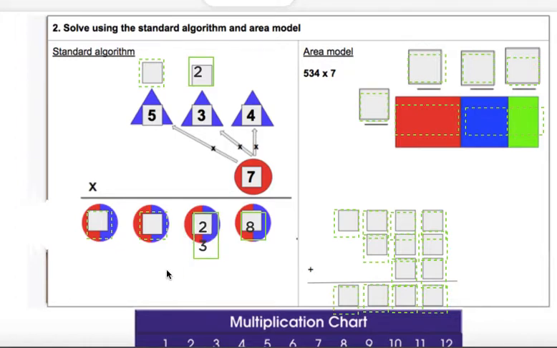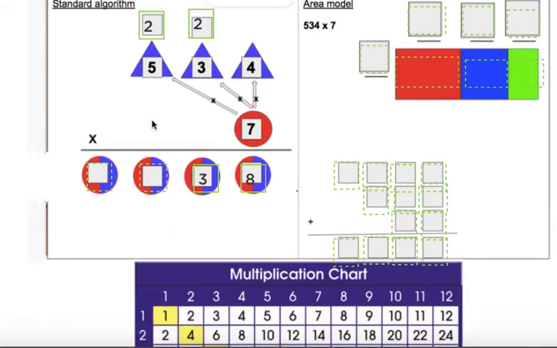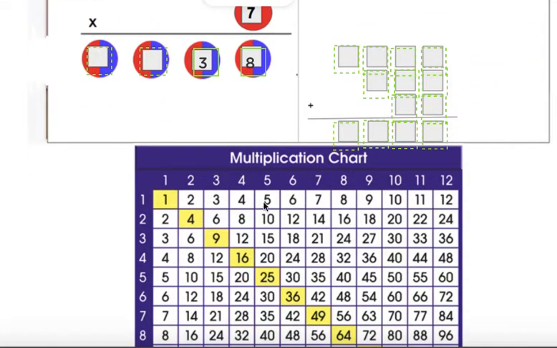Which number is staying on the floor? Good. 3. And what number is going next door? Good. 2. All right, here we go. 5 times 7. What's 5 times 7? If you're getting stuck, look at your multiplication chart to help you. 5, your purple 5, and you're going down 7 spaces. 1, 2, 3, 4, 5, 6, 7.